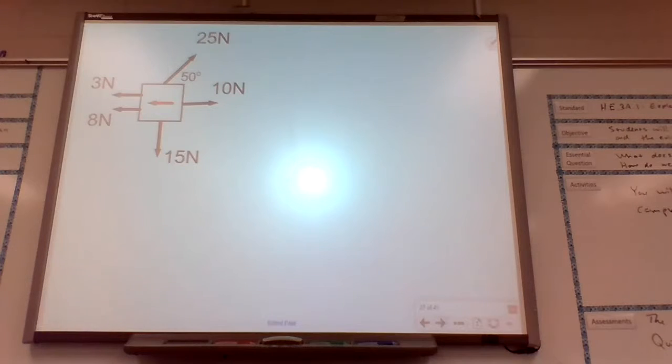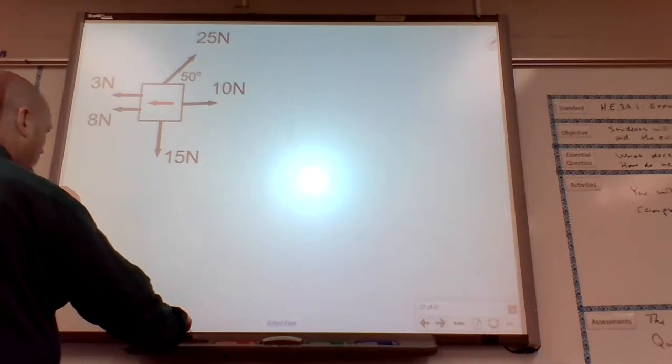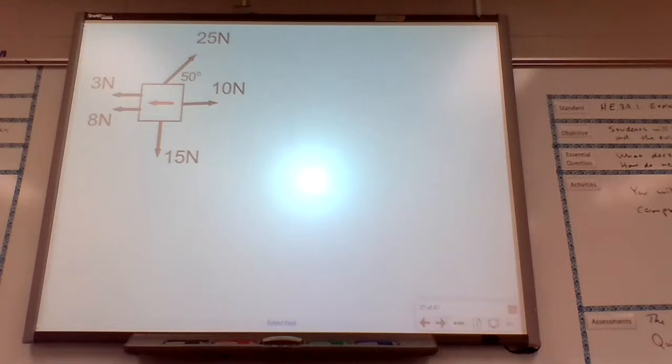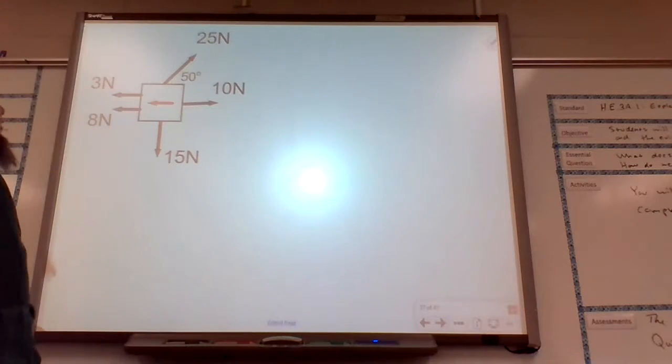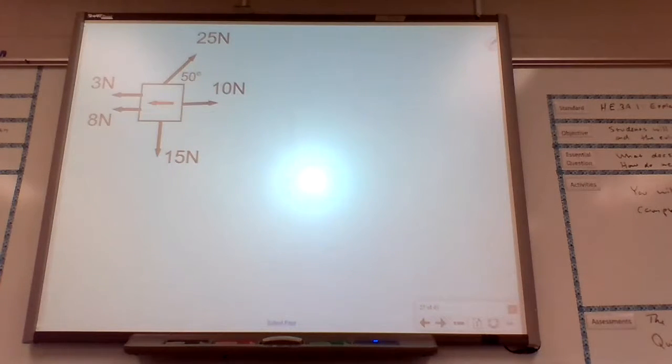Do remember we could do problems like this, those super complicated ones where we have to break down that 50-degree force into its x and y components, then put them all in the free body diagram to see what's going to happen, and use that to make some kind of prediction. Again, a single problem like this can take you 5-10 minutes to get through.